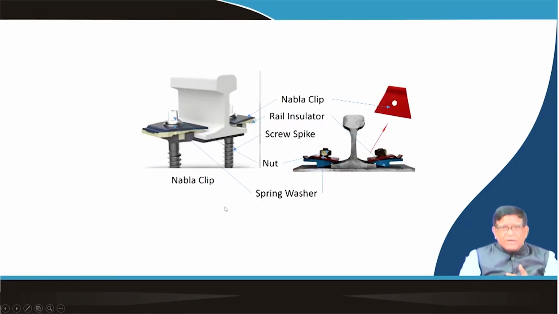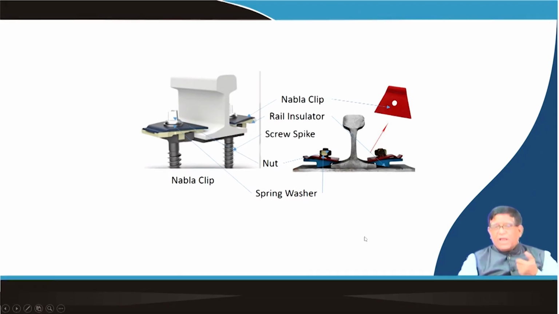Then there is another type of clip which is called a Nabla clip. You can see here the Nabla clip, a different type of plate with a hole. Through this hole, this nut will be going. Below the nut, there will be a washer, and then a screw spike going down, and below it the sleeper, keeping it tight like that.